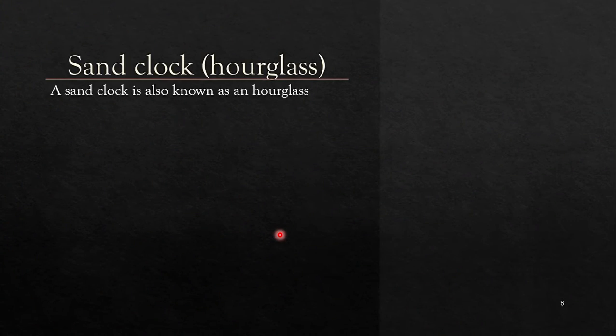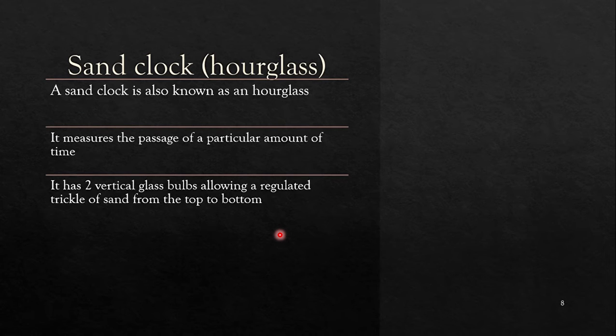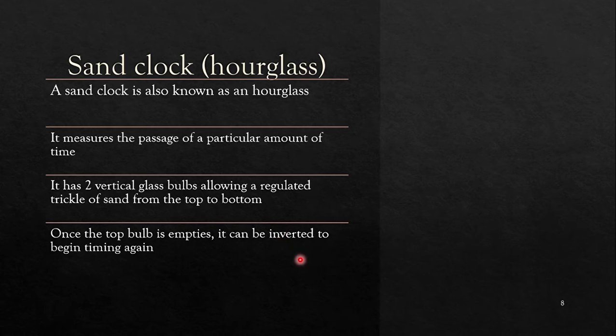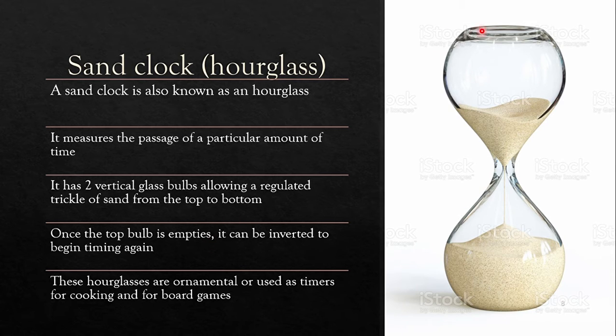Sand clock or glass. Sand clock is also known as an hourglass. It measures the passage of a particular amount of time. It has two vertical glass bulbs allowing a regulated trickle of sand from top to bottom. Once the top bulb is emptied, it can be inverted to begin timing again. Here I have made a spelling mistake in the typing. This is emptied D instead of S. These hourglasses are ornamental or used as timers for cooking and for board games. This is a picture of an hourglass. You would have probably seen many other designs of hourglass in and around your home.